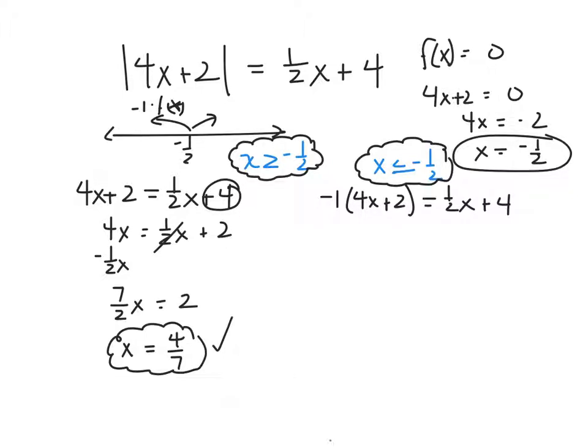So for this one, the graph was nice because it showed me that I had 2 answers and that I should have 2 answers. So now we go through and we just use the distributive property or distribute your -1 through.